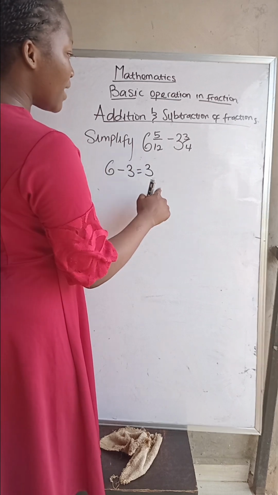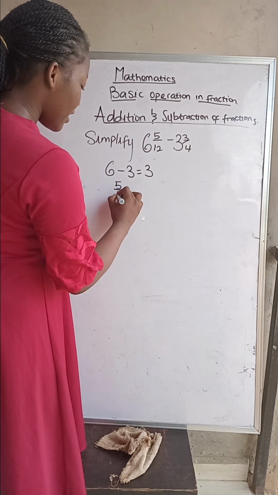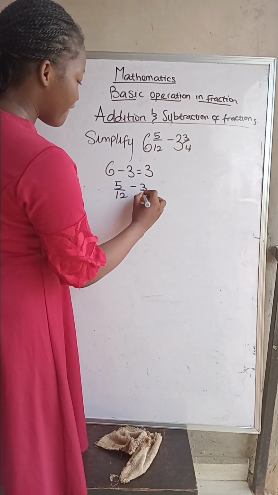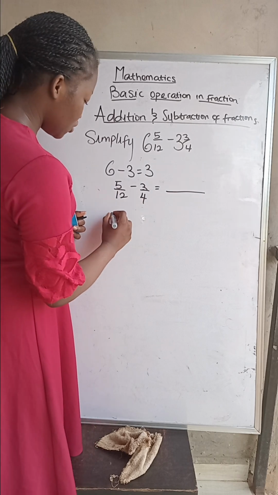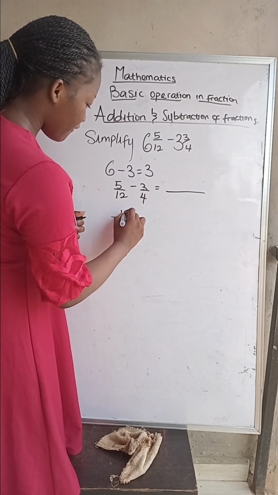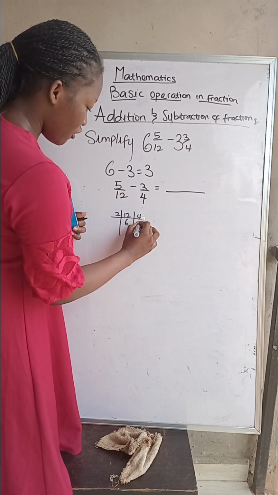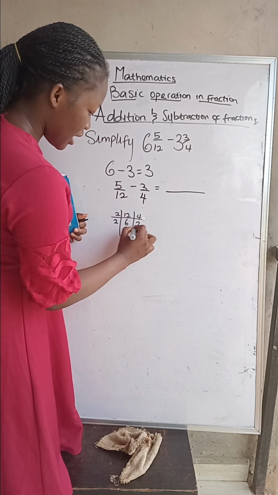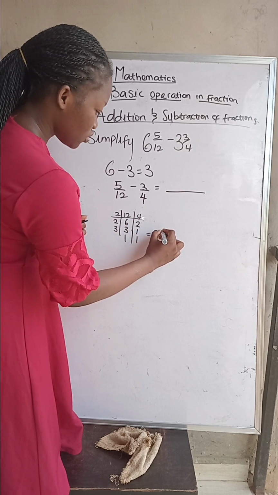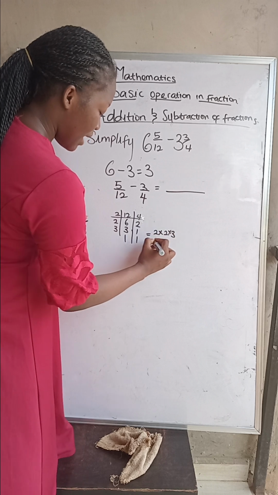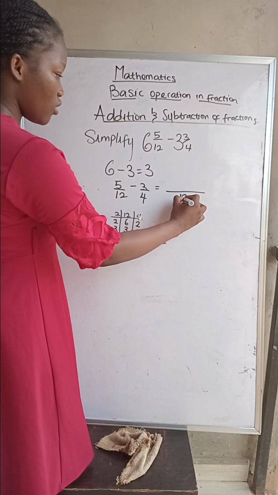So now, the next thing we are minusing again is the fraction. That's 5 over 12 minus 3 over 4. We'll find the LCM of the fraction. So we have 12 and 4. So 2 in 12, 6. 2 in 4, 2. 2 again, 2 in 6, 3. And 2 in 2, 1. 3 again, 3, 1, 1. So we have 2 times 2 times 3. And what's this? 4 times 3 is what? 12. The LCM of 12 and 4 is what? 12.